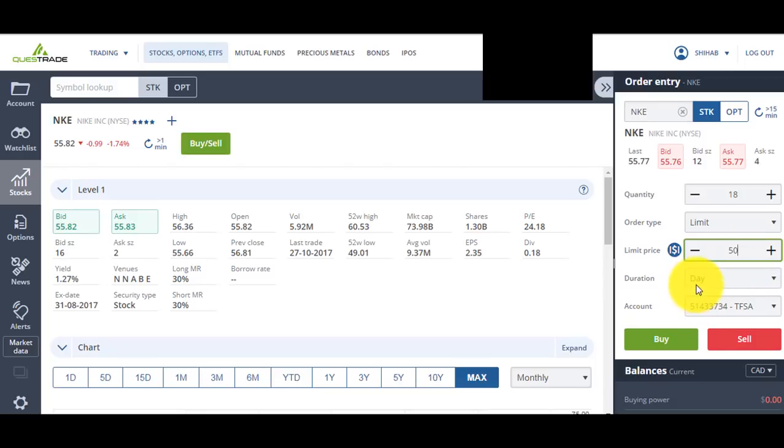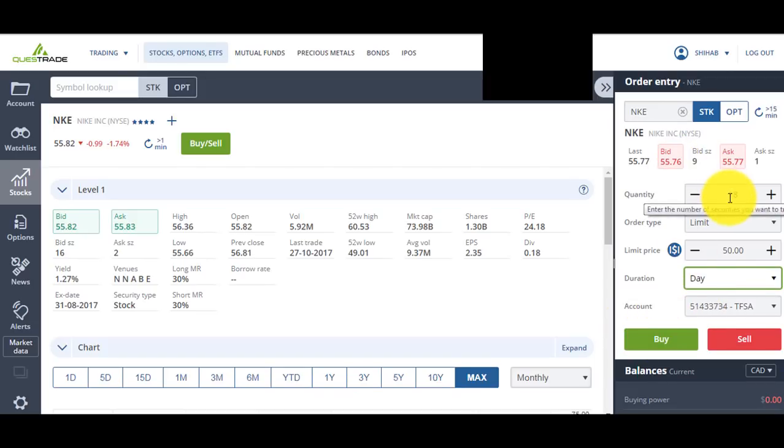So I just put in 50, and here I choose when I want the order to cancel automatically if it doesn't get executed. So let's say Nike doesn't reach $50 today, then my order will get canceled automatically. If I want Questrade to keep trying to buy Nike for me, then I could choose good till canceled. So let's just, for the purposes of this example, use day.